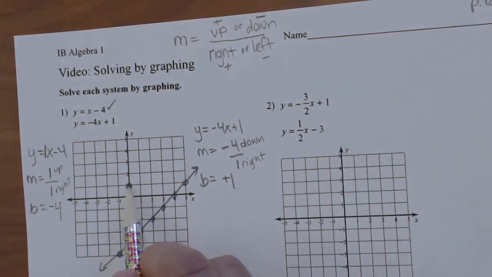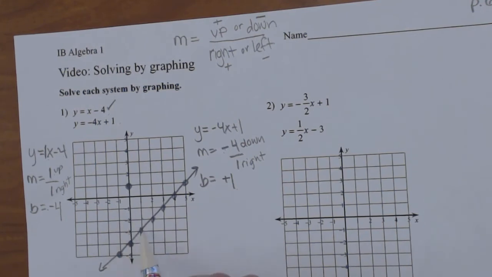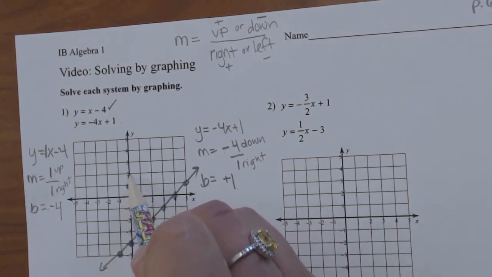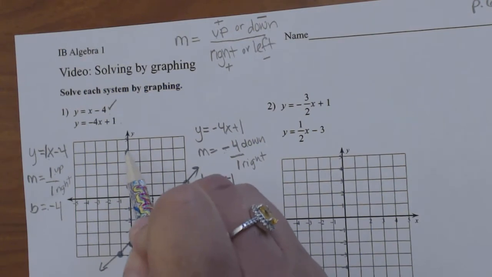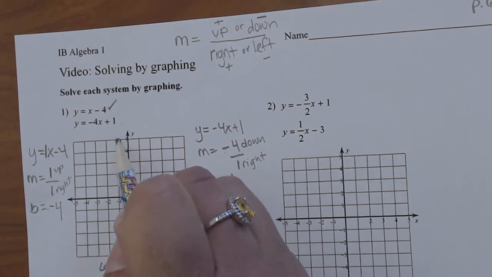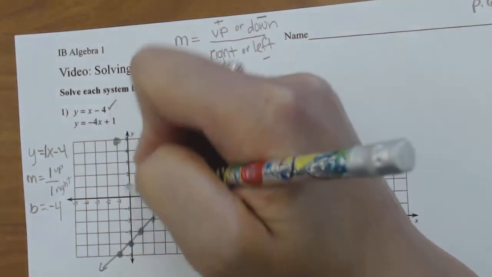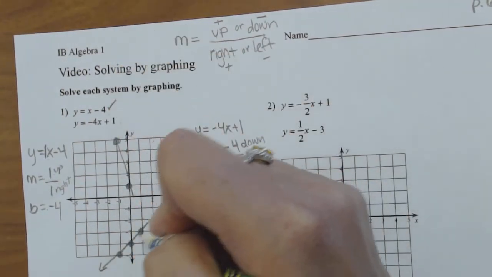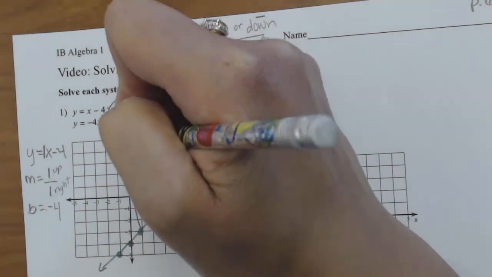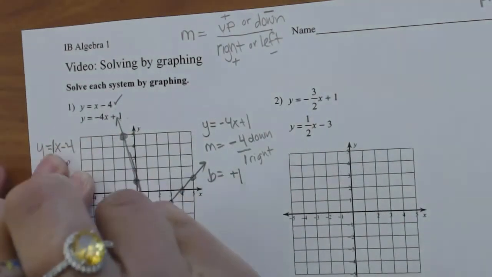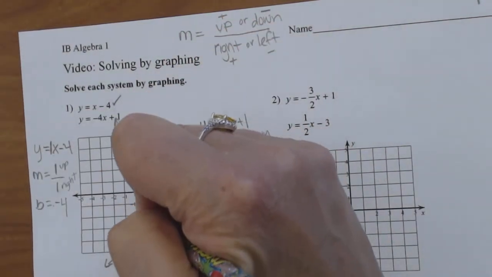From my start point, which was at 1, we're going to go down 4, 1, 2, 3, 4, and right 1. Down 1, 2, I don't have any more room. That's okay. I can still go back to my start point and do the opposite. Go up 4, 1, 2, 3, 4, but this time to the left. And so I have a nice line. Whoops, not too nice. Trying to make it so that you could see it.